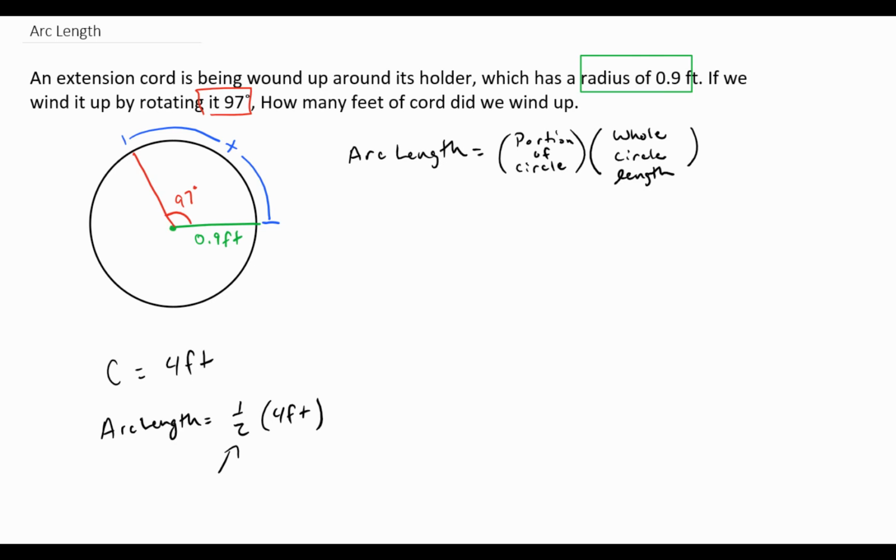We know pretty easily how to find the whole circle length. That's just called the circumference. That's just 2 pi times the radius, or 0.9 feet in this example. And then the portion of the circle, well, how could we figure out how much or what fraction of the circle we have? Well, we know we have 97 degrees here out of a total of 360 degrees. That's the portion of the circle we have.